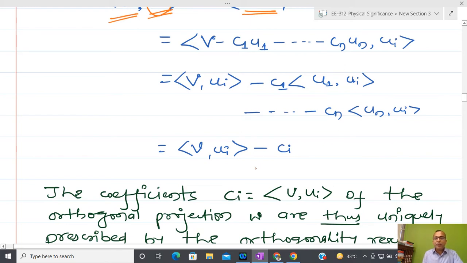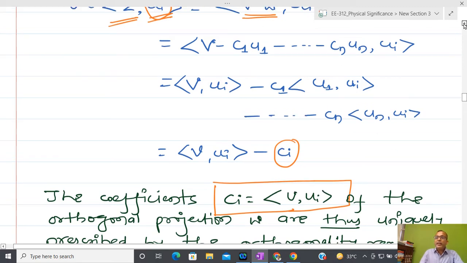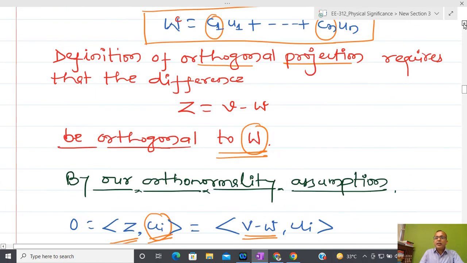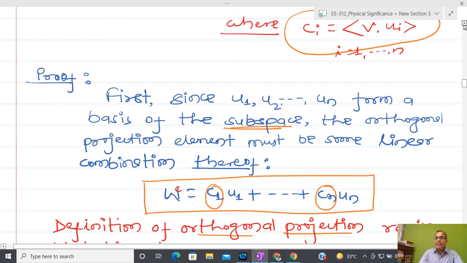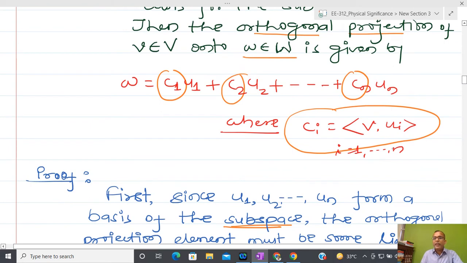From this result you can see that I am able to identify Ci. And what is Ci? Ci is nothing but the inner product of V. So V I have to project on W, so the inner product of V with ui, and in this way I am able to calculate the coordinates C1 and C2. The same result I have actually stated here.